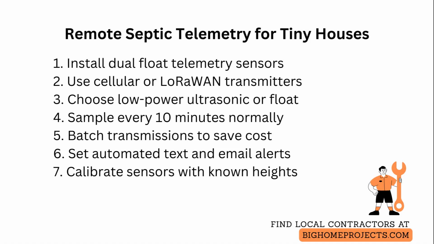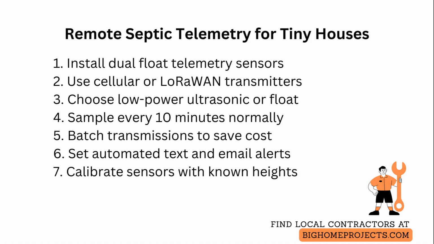Use a low-power 3-volt or 4-volt float switch or ultrasonic level sensor so the system can run reliably on a small solar kit. Configure readings at intervals that balance battery life and responsiveness. For example, every 10 minutes for routine monitoring and every 1 minute during active pump cycles, and compress or batch data if using cellular to reduce transmission cost.